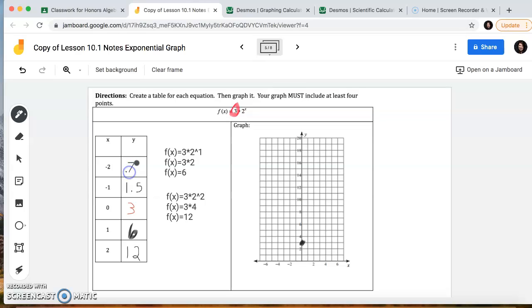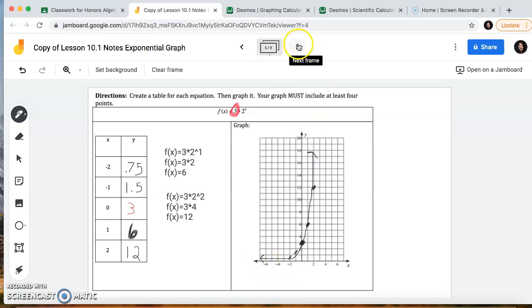And then we'll just plot our points. So 1 and 6, 2 and 12, -1 and 1.5, and -2 and 0.75. That's probably as close as I'm going to get. And then we do not want it to hit our x-axis. Didn't quite go through the points, but I'm going to call that good enough. That's going to work for this one.